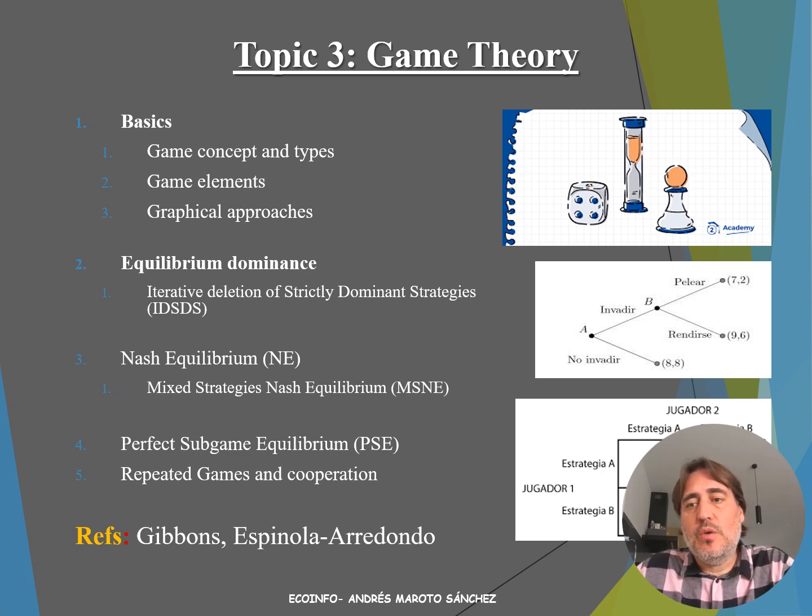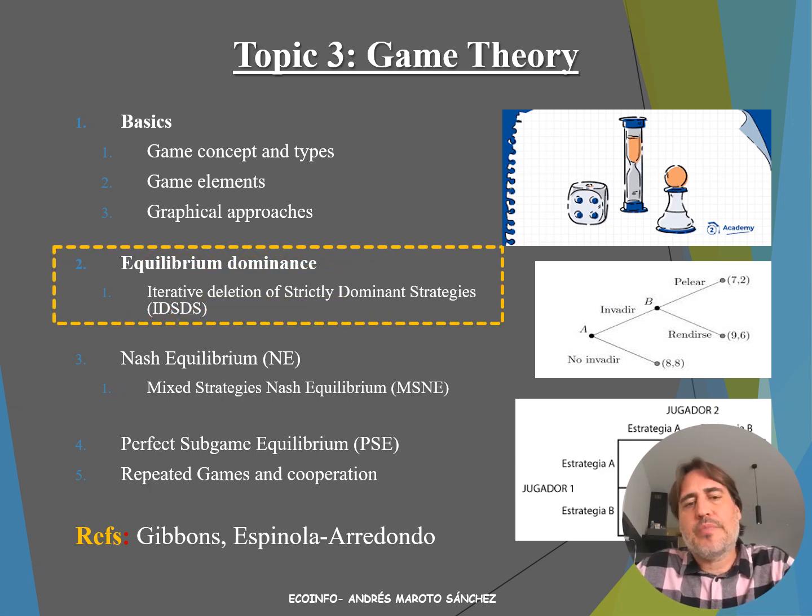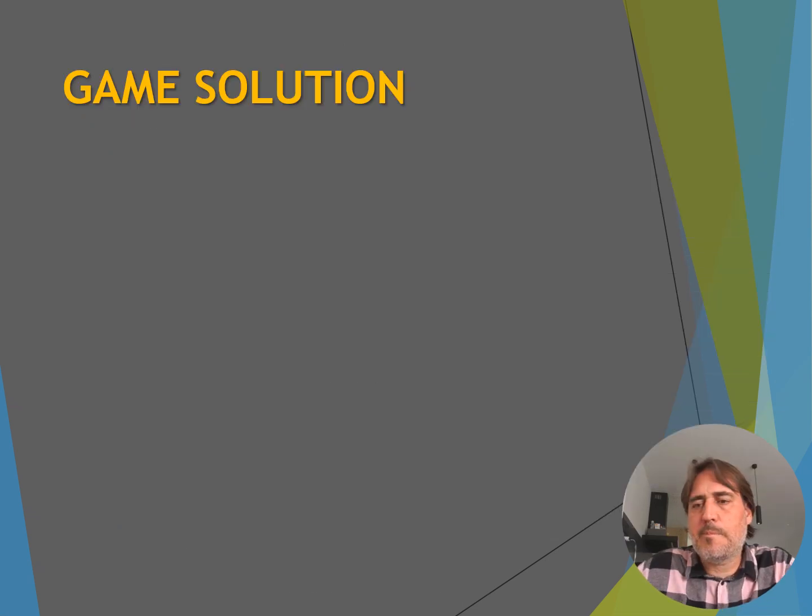Welcome back to a new video lesson on game theory. In this new pill, we will introduce the first way to predict a game, explaining some about the equilibrium dominance and the iterative deletion of strictly dominated strategies, which is the easiest.